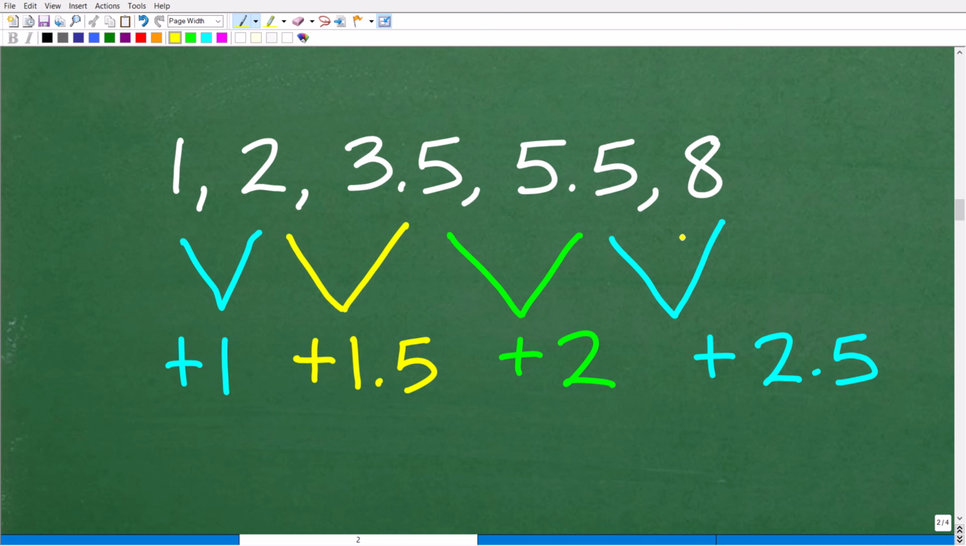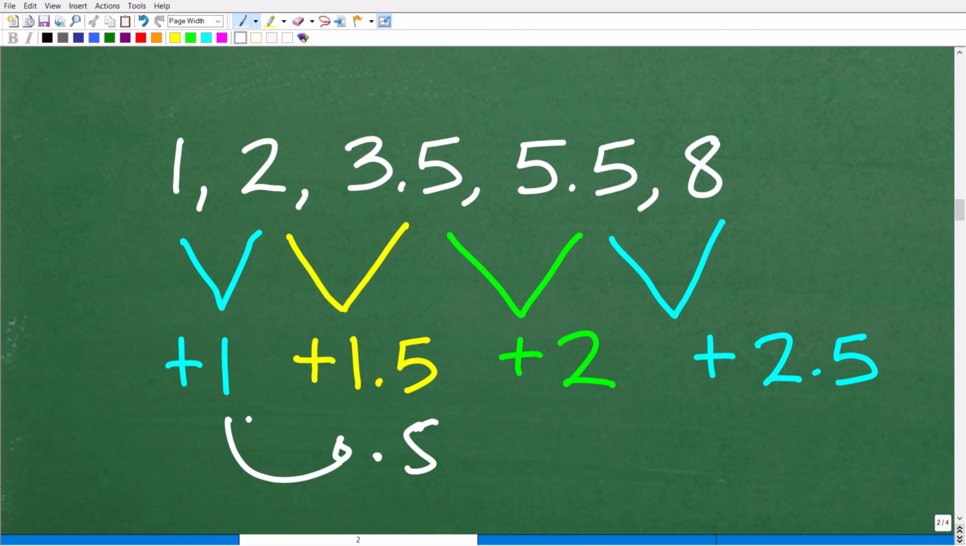And from 5.5 to get to 8, we had to add 2.5. All right, so now do you see the pattern? Hopefully you're thinking that from 1 to 1.5, it looks like maybe we're adding a 0.5 each time. So this looks pretty good.